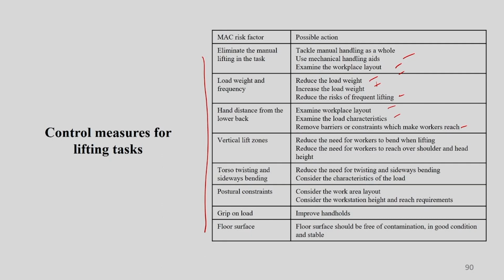So suppose for your analysis in lifting, postural constraint is a problem. So what can you do? Consider the work area layout. So that is where you should look for design intervention. So layout, or consider the workstation height and reach requirement. Okay. So here is some kind of guideline which tells you once you have the data what to do further. Okay. This is for lifting.